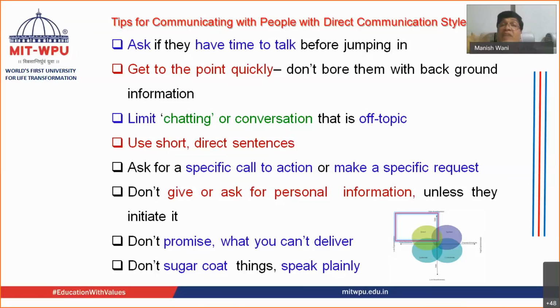So with these kinds of people, if Aniket is my boss, then I should be very careful while communicating with him. I have to get to the point very, very quickly, and I don't have to bore him with the background information. I have to limit my chatting and conversation. That is off topic. Whatever it is, I have to speak point to point. If I have to talk to him about the machine, I cannot talk about production. I cannot talk about quality control. I have to talk about the machine very fast. I have to give the details of the machine very fast. So this is the machine, this is the costing, and so on and so forth. And I have to limit my conversation. I have to keep it very short, and I have to use short and direct sentences. That is the one thing I have to do.